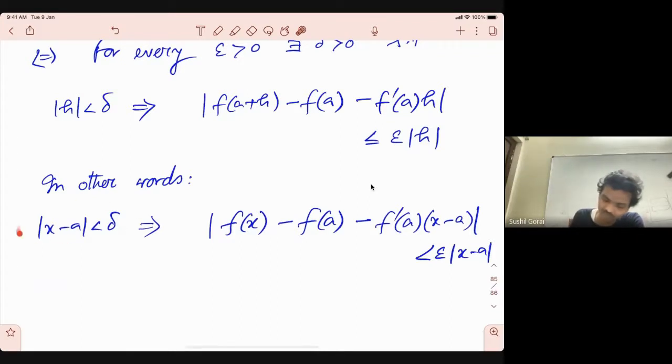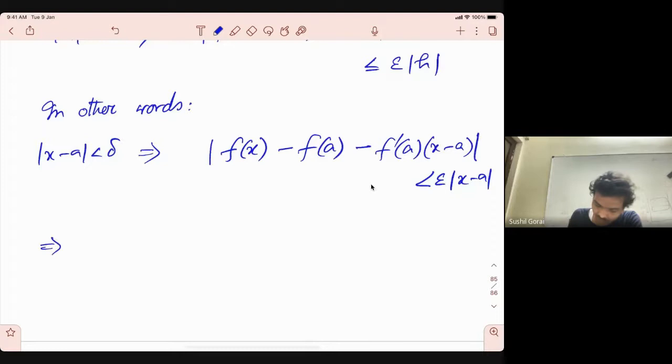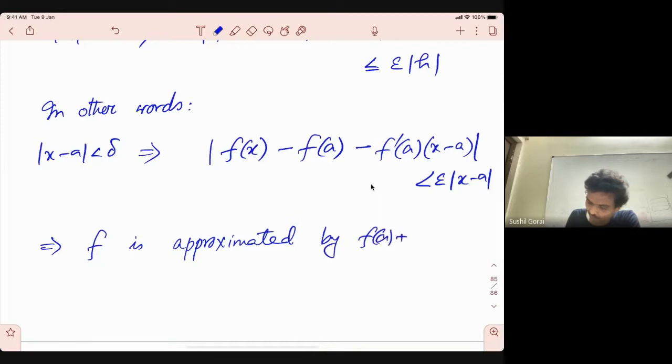What it means is when x is near a, you have this estimate, right? And on this side you see you have better than continuity. You have epsilon times x minus a. So this means that f is approximated by f of a plus f prime a times x minus a near x equal to a.